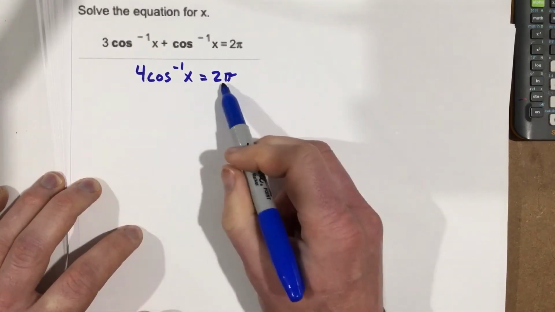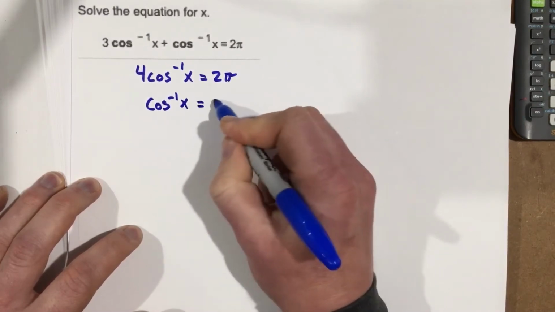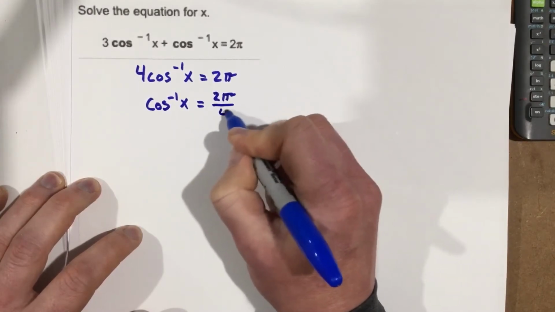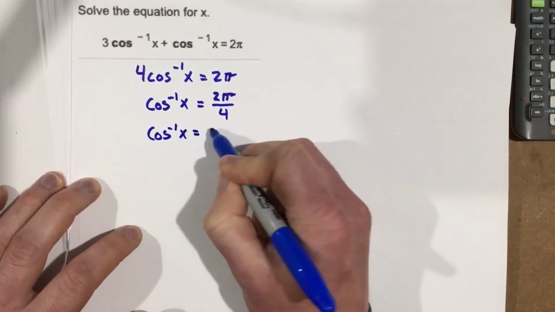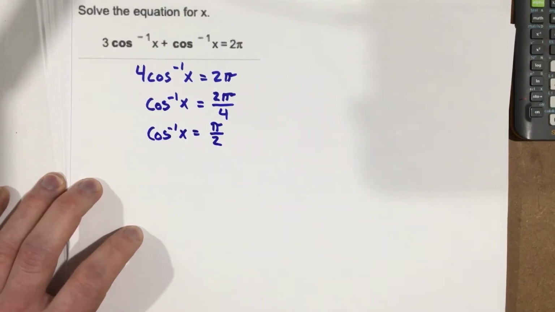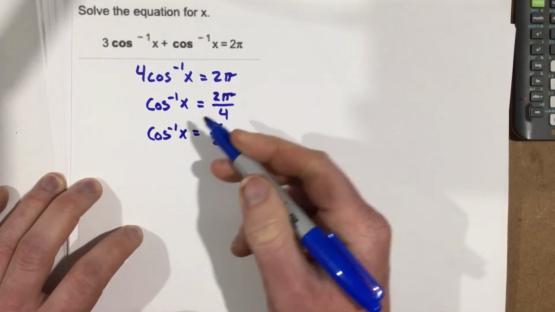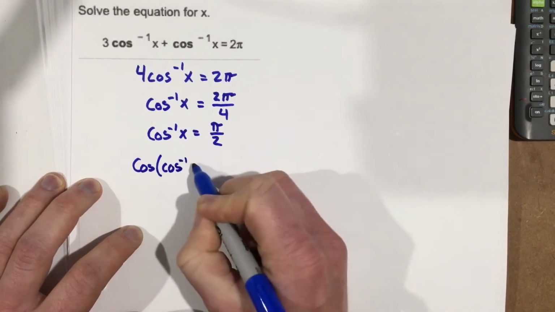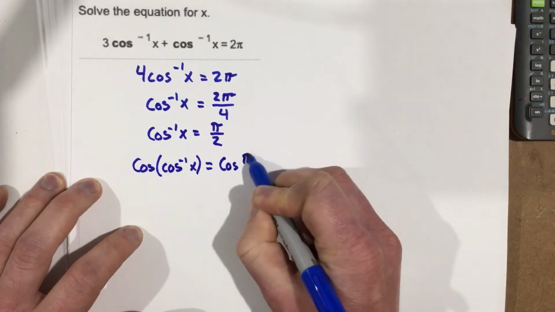Now I can divide by 4 on each side, and I am isolating the cosine, so it's cosine inverse x equals, well, that's 2 pi over 4, which can reduce to pi over 2. So I'm going to write that as cosine inverse x equals pi over 2. Just like in the previous problem, I know the inverse of cosine inverse is cosine. So I can take cosine of cosine inverse of x, and I do the same thing to this side, so cosine of pi over 2.